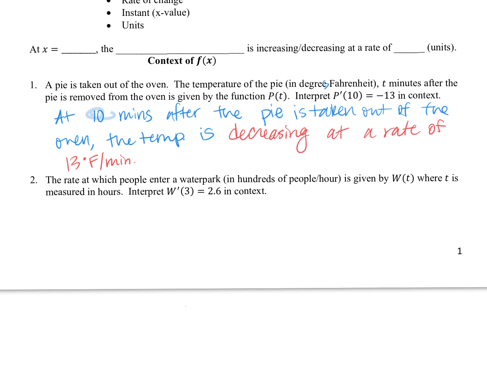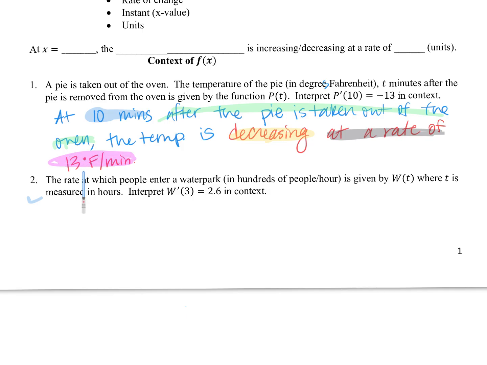We need to say at what moment, 10 minutes after the pie is taken out of the oven. This is some context. The temp is decreasing. They have to have this word. We have to say at a rate of, and then we've got to say what that value is. And we're saying that was going to be 13 degrees Fahrenheit per minute.